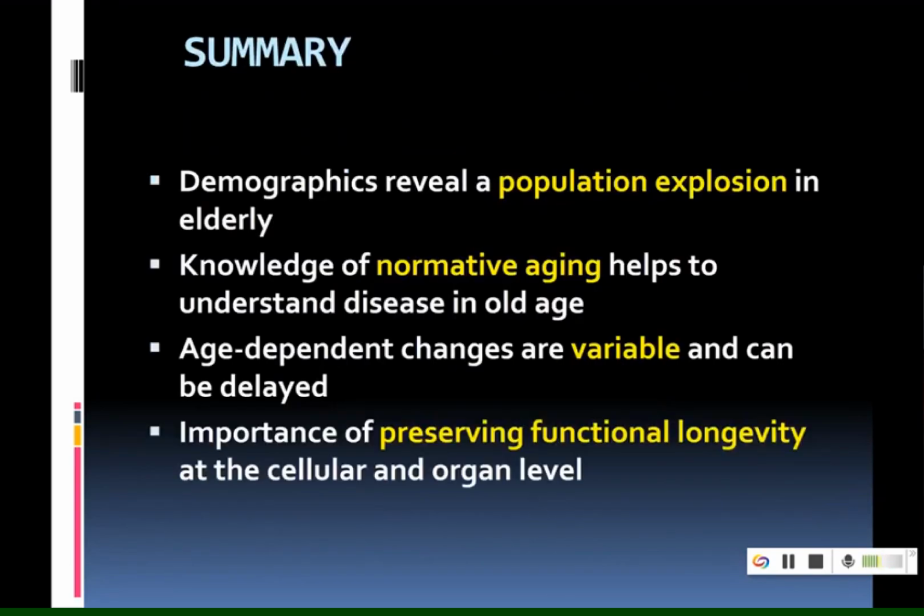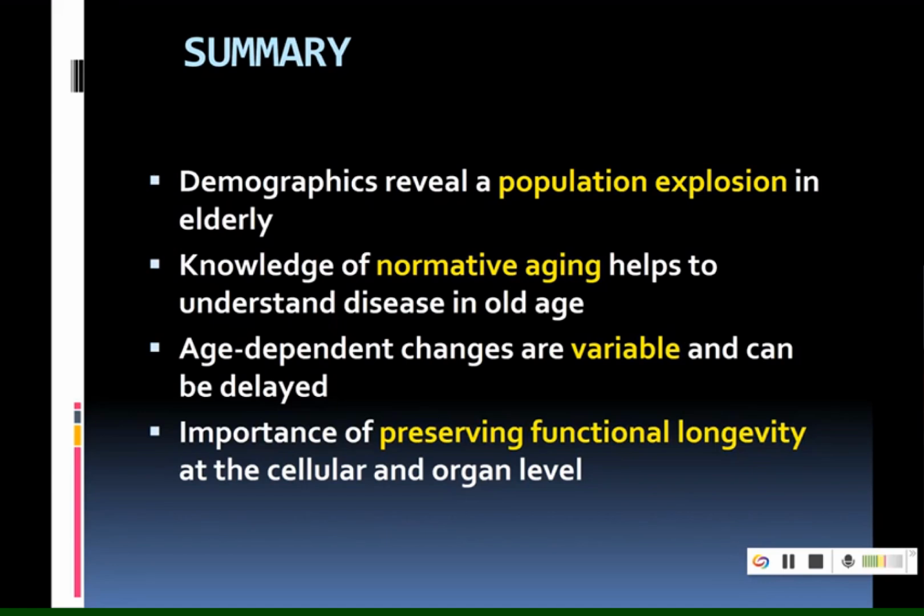So just to summarize, we talked today about the demographics that show a population explosion in older adults. We looked at what we consider normative aging and how that might help us clinically. We also know that not everybody at the same age looks alike from an age lens, and so we need to address their function rather than their age as we make clinical decisions. And one of our goals clinically and through health promotion is to preserve, if not extend, functional longevity.